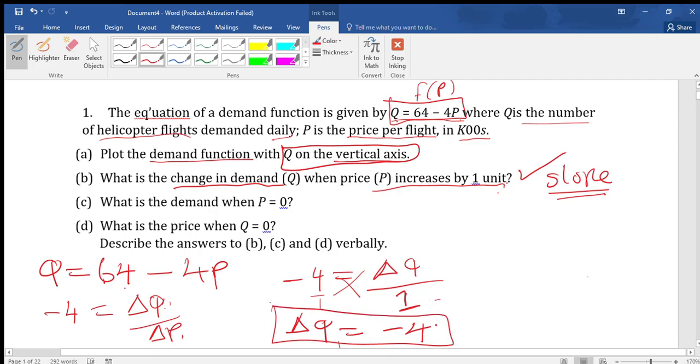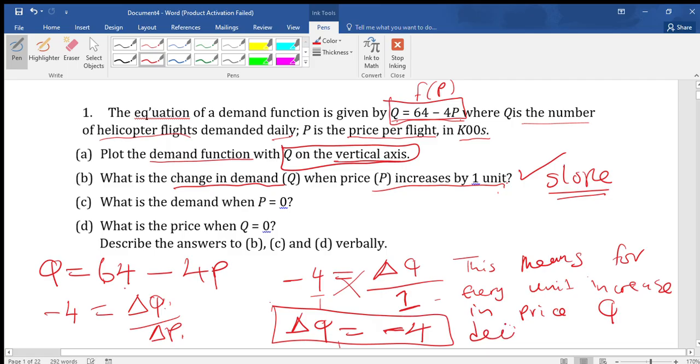What's this verbal description here? It's coming out to be negative. This means for every unit increase in price, quantity decreases by 4 units. That's what this means. It's coming out to be negative 4. It means if price increases by 1, the quantity of demand will decrease by 4. That's why we have this. As simple as that.